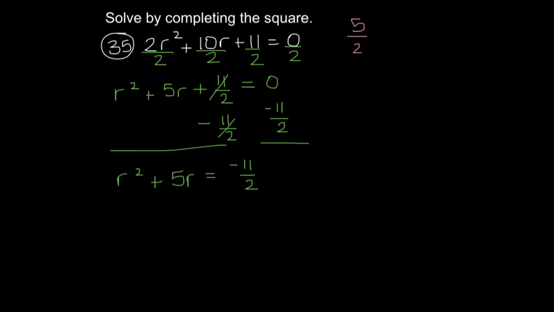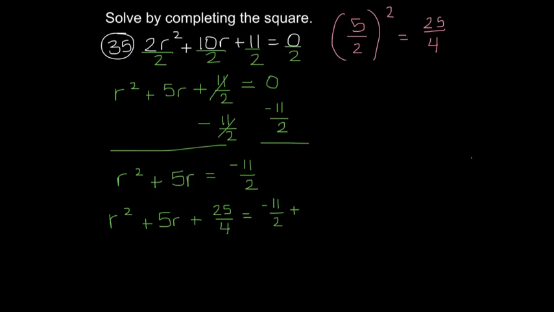What I want to do then is take that 5 over 2 and square it. To square a fraction, you can square the numerator and square the denominator. So 5 squared is 25 and 2 squared is 4. This is the value that I will add to both sides. So that leaves me with r squared plus 5r plus 25 fourths equals negative 11 halves plus 25 fourths.